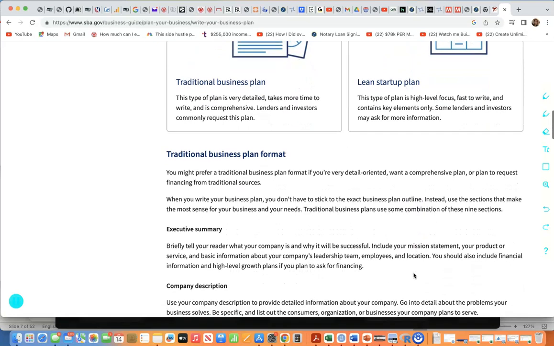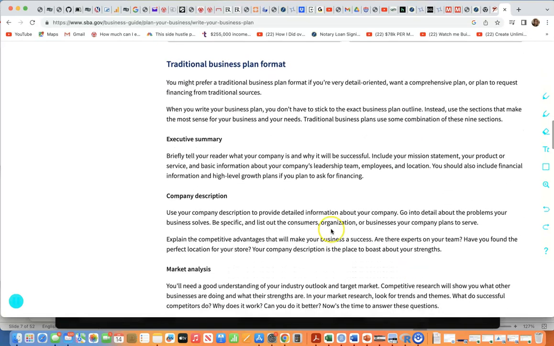Let's look at the components of a traditional business plan format. We're going to have an executive summary, and what an executive summary is, is just a brief overview of what the company is and why it feels like it would be successful. Within this executive summary, you could include a mission statement, you could talk about your product or service, some other information about the team, the leadership team of the company, their employees, and where it's located. Also, you may have some financial information here, and then it says high-level growth plans.